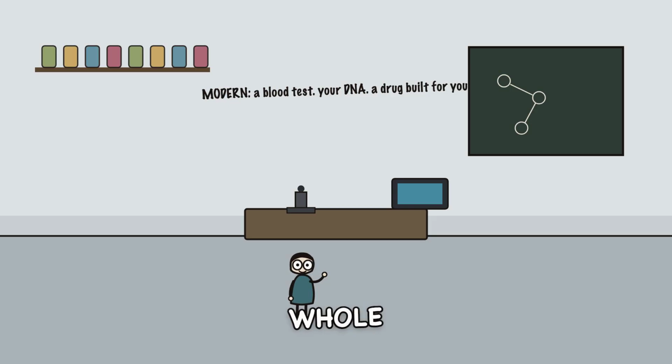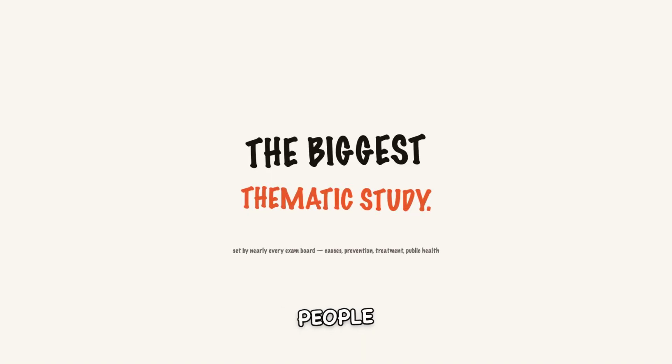This video covers the whole timeline: causes of disease, how people tried to prevent it, how they tried to treat it, and how public health changed medieval superstition to modern science. Let's start where the syllabus starts.